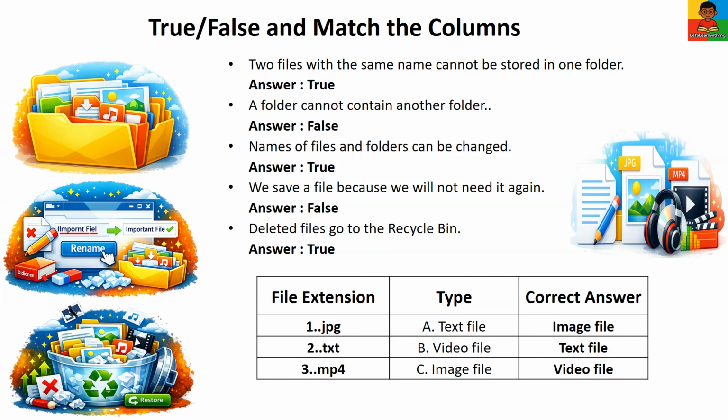Now, match the columns. 1. JPEG is an image file. 2. TXT is a text file. 3. MP4 is a video file.